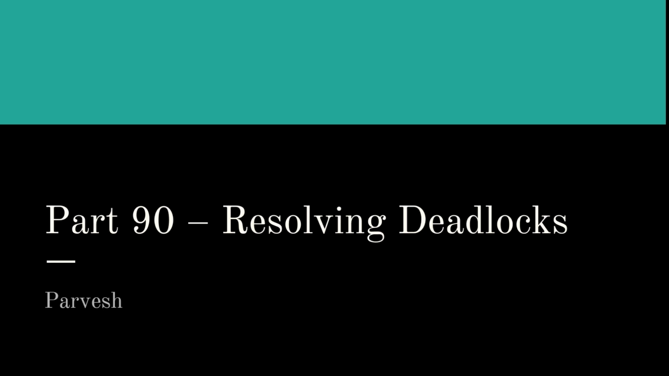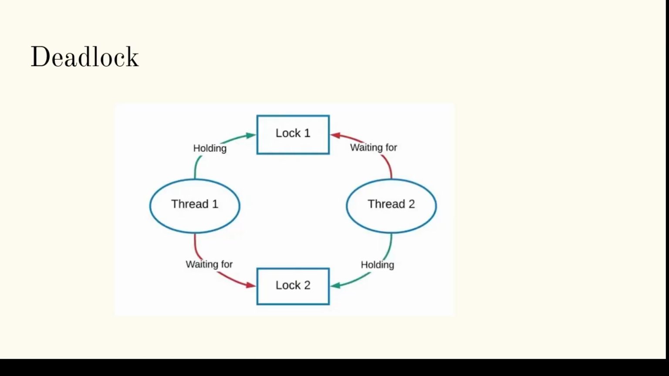In this video, we will see how we can resolve deadlocks. This video is a continuation of part 89, where we have seen how a deadlock can occur when we are working with a multi-threading application. If you have not watched part 89, then I would recommend you watch part 89 and then come back to this video. Let's recap what happened in the last video.